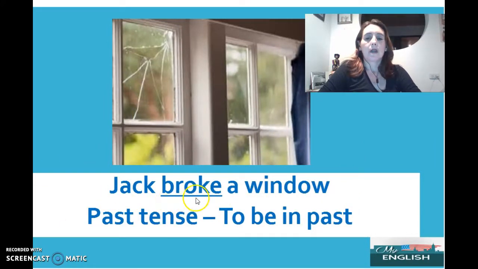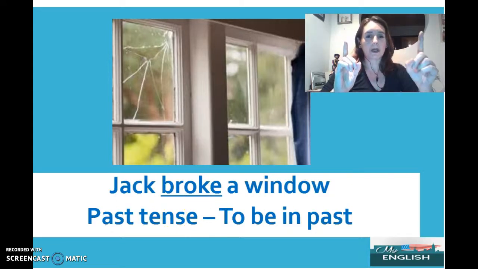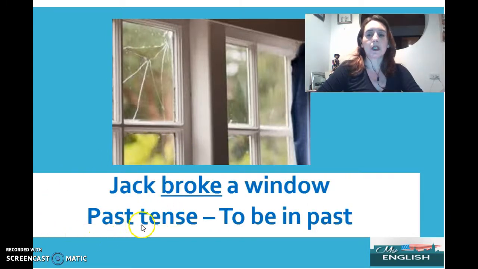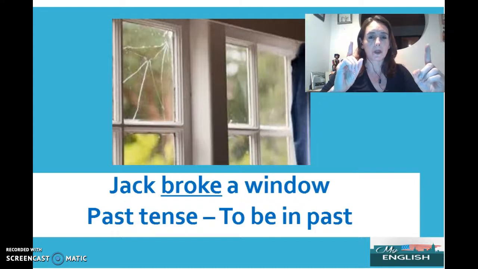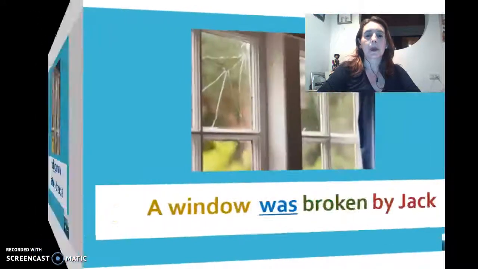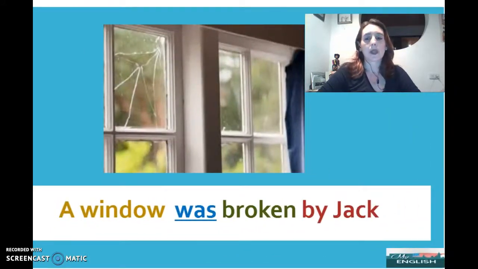So, if we have a verb in past tense, when we change from the active to the passive, the verb to be is going to be used in simple past tense. So, the verb to be needs to be according to the original sentence. So, we have past, we use past. We have present, we use the verb to be in present. So, we can say a window was broken by Jack.